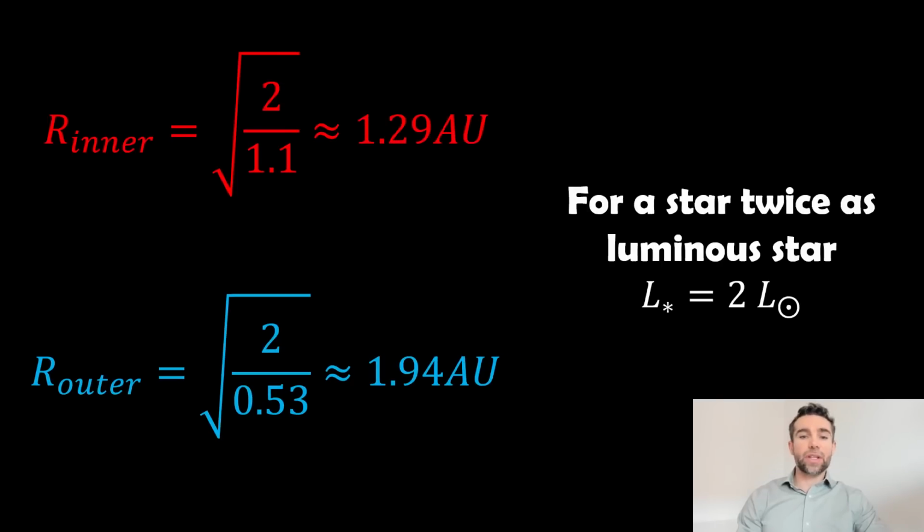And for a star that is twice as luminous as the sun, we get these numbers out here. So the inner edge obviously creeps outwards, which makes sense. It's got to be further away now because the star is more luminous. It's now 1.29 AU for the inner edge and just under 2 AU for the outer edge. So our habitable zone has moved out because our star is now more luminous.